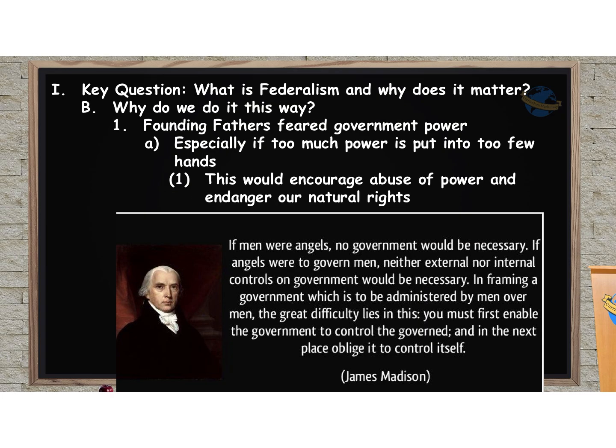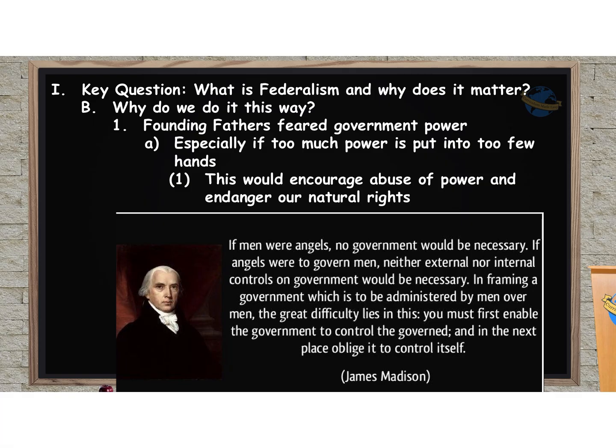Now, why did we do it this way? Why did the founding fathers decide to divide up power? Remember, one of the things they were afraid of more than anything else was that if you gave someone too much power, then that would create tyranny, right? If too much power was put in too few hands, it would encourage the abuse of power and endanger those natural rights we've been talking about all year. Our right to our life, our right to our liberty, and the right to our pursuit of happiness.